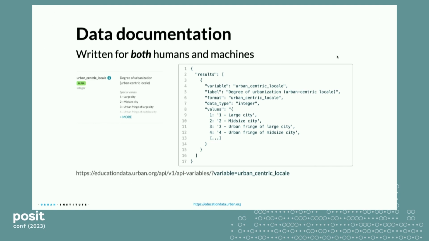Here's that same data documentation, but provided in a way that I think is machine readable. By making an API call to the API variables metadata endpoint that I mentioned earlier, you can get the exact same information. You get the label, you get the data type, and then you get standardized formats of the values, written in a way that's for machines.